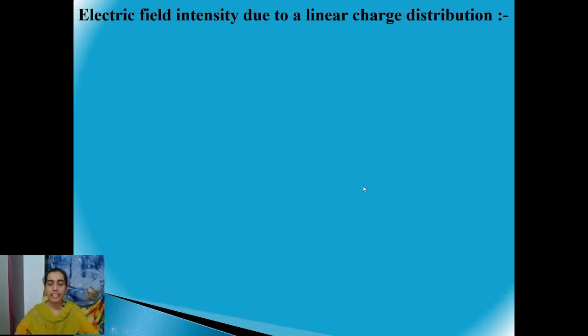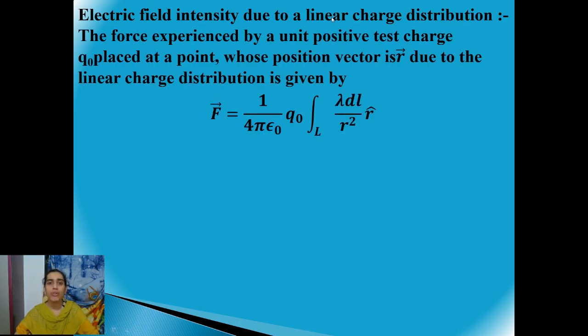Now, electric field intensity due to a linear charge distribution. In one of the sessions we had discussed linear charge distribution. We had also derived an expression for force due to this linear charge distribution on a unit positive test charge. That expression is given by vector F equals 1 over 4 pi epsilon naught, q naught, into line integral of lambda dl divided by r square into r cap, where lambda is the linear charge density.